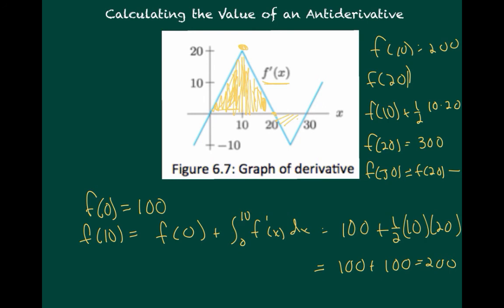So that's how we calculate the value of an antiderivative. We have to start off with what's called the initial condition, or the initial value, and then you work from there. For areas that are over the x-axis, we add the values of the area under the graph. And if the area is under the x-axis, that means that the antiderivative is decreasing.